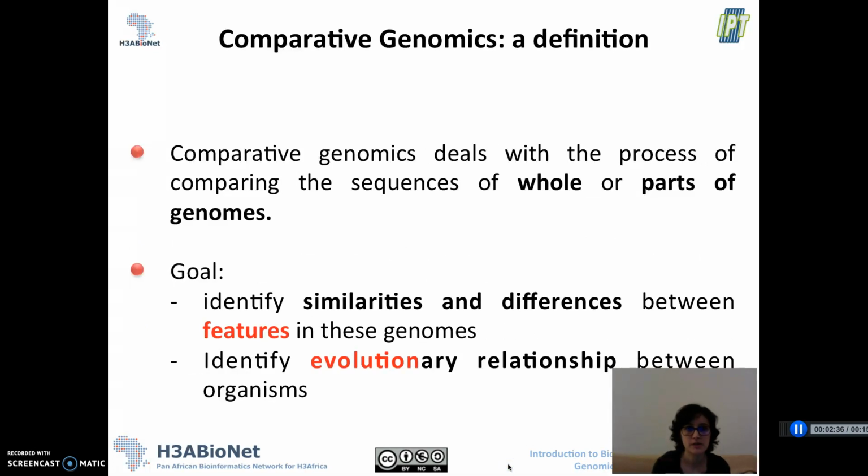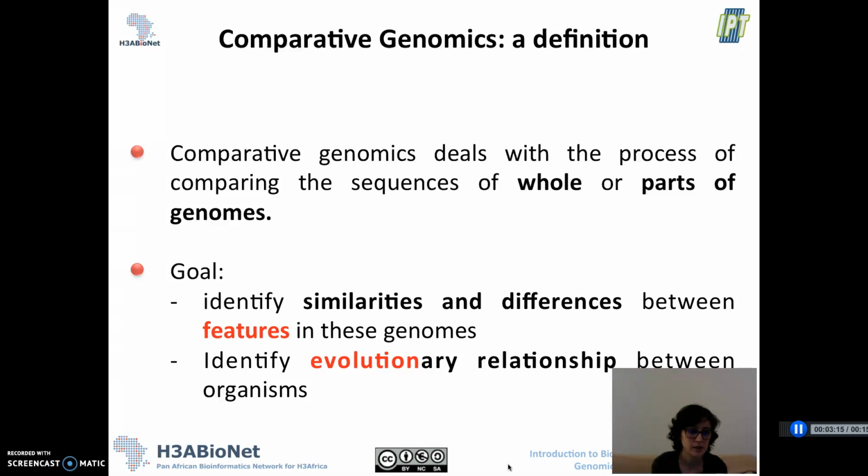So comparative genomics deals with the process of comparing whole genomes or parts of these genomes in terms of their sequence. The goal is in fact to identify the similarities and differences between features in these genomes and identify the evolutionary relationship between these organisms. So basically you would be comparing whole genomes or parts of genomes. When we say parts, these are big chunks of DNA or even smaller portions like genes.